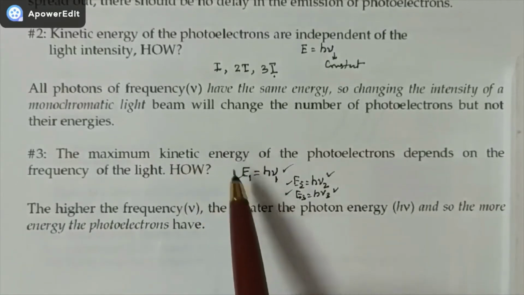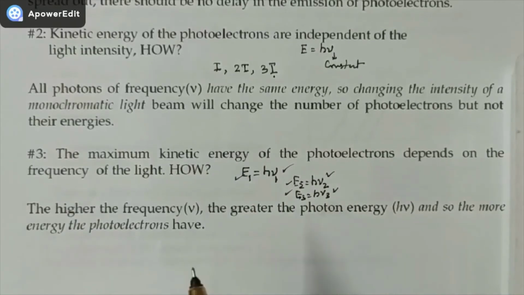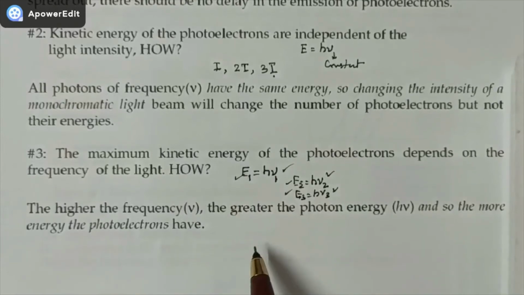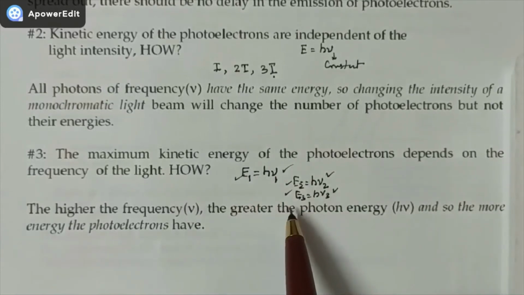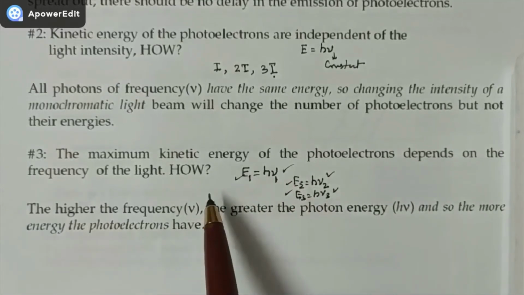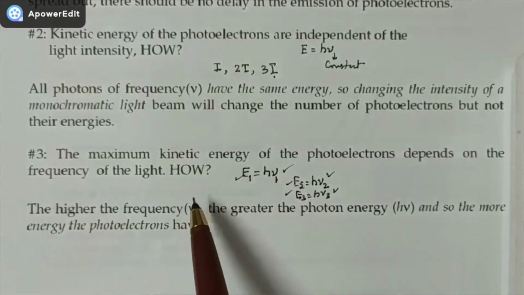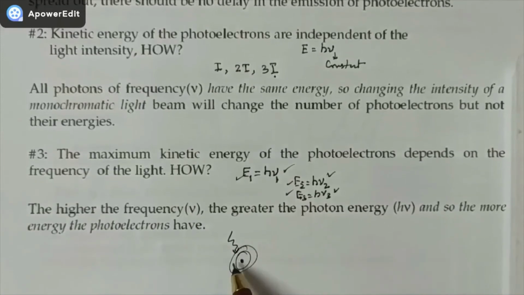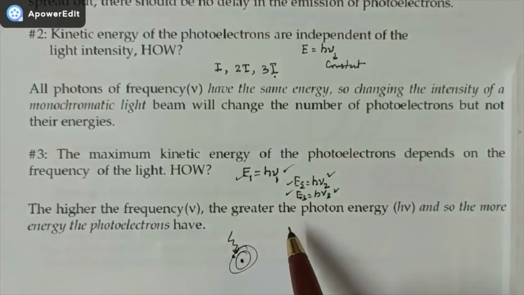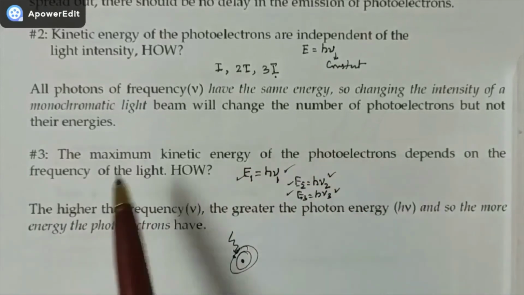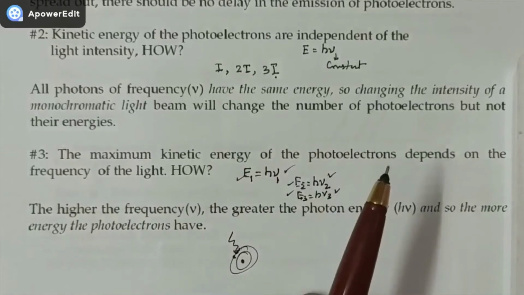So the kinetic energy will depend upon the frequency, because what I know is that the light which is incident on the metallic surface is made up of photons. If I change the frequency, the energy of the photon changes, and the electrons which are coming because of the interaction of these photons with the electrons will naturally be different. So on the basis of the quantum theory of light, I can also explain why the maximum kinetic energy of the photoelectron depends on the frequency of the light.